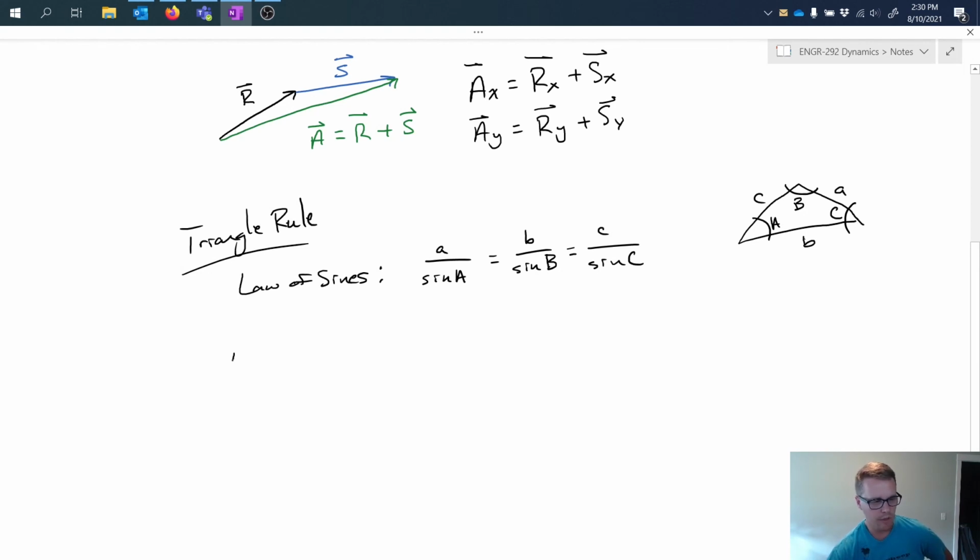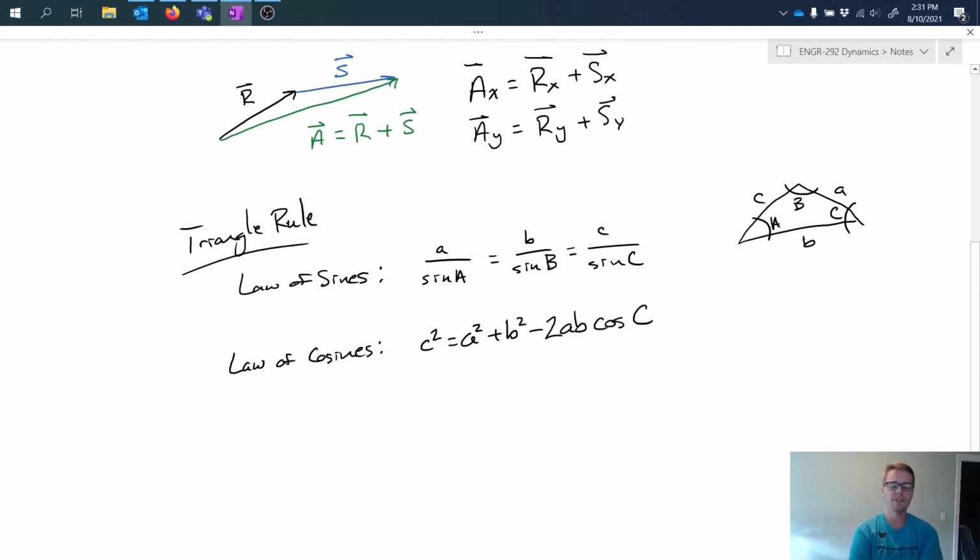We should also be familiar with the law of cosines, which is another similar function that can be useful. The law of cosines says, let's write this a little smaller to indicate that it's lowercase, c squared equals a squared plus b squared minus 2ab cosine C.